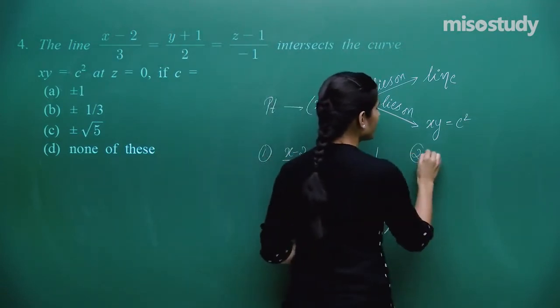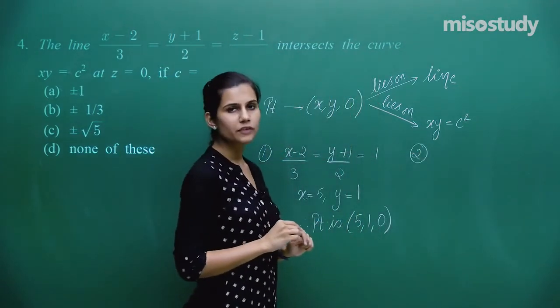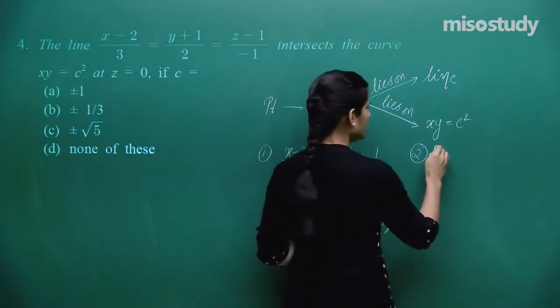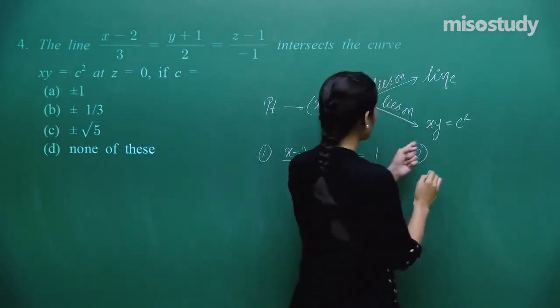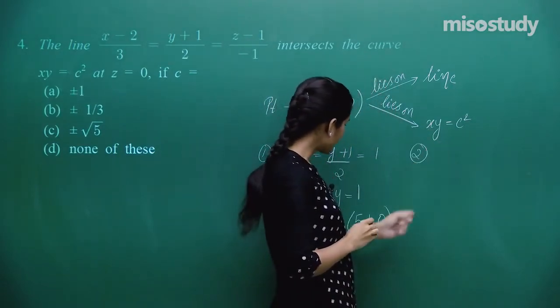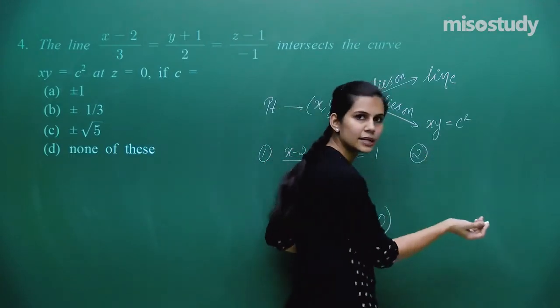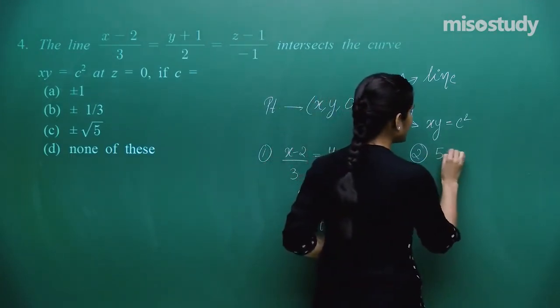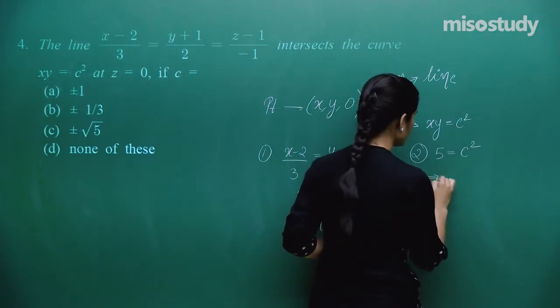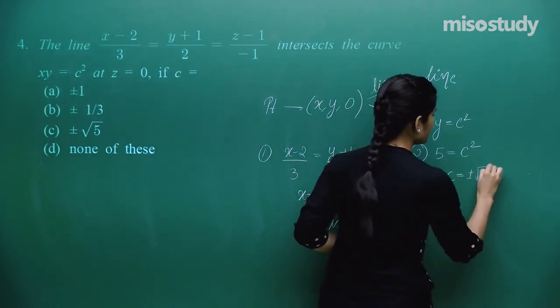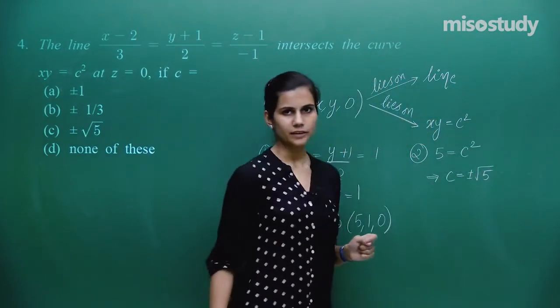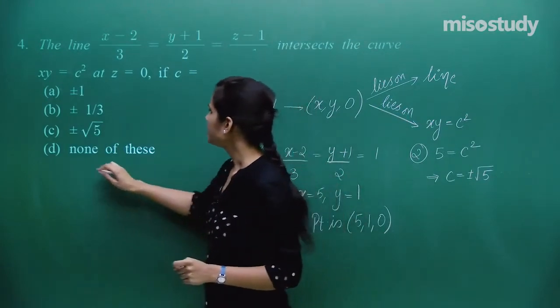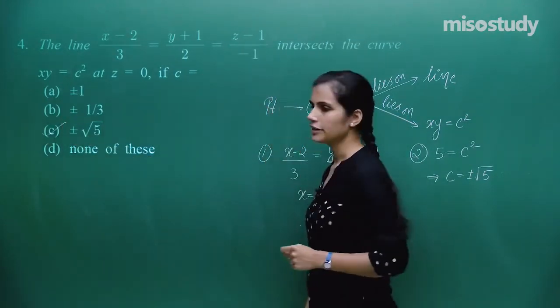But because this point is lying on the curve also, it will satisfy the equation of the curve. So in place of x I will put 5, in place of y I will put 1. I don't need the z coordinate, it's 0. So I will get 5 equals c square, which implies c is plus minus root 5. So that's how I get c is plus minus root 5.